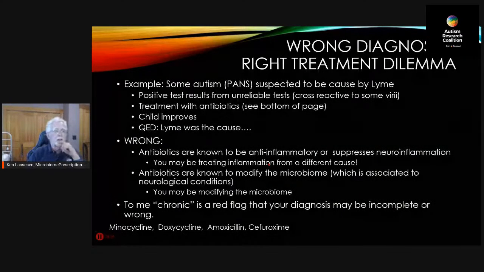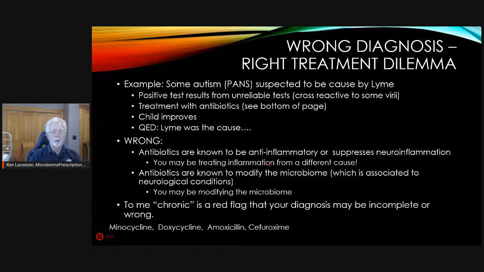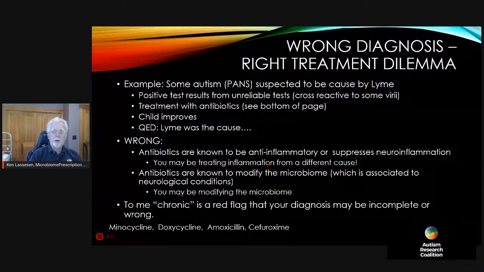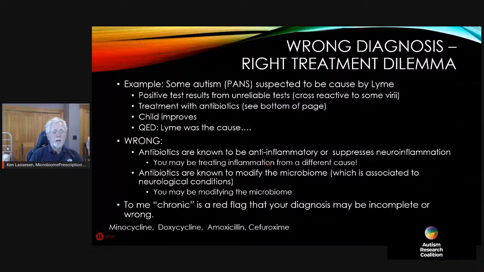Okay, one thing is something I've seen often called the wrong diagnosis, but right treatment dilemma. Example is some autism parents suspect it's caused by Lyme. They go in and get tested for Lyme. Unfortunately, almost all tests for Lyme are unreliable, mainly because they're cross-reactive to other viruses. For example, Epstein-Barr is a common virus they would be cross-reactive to. And the result of them getting a positive Lyme test is they're treated with antibiotics: minocycline, doxycycline, amoxicillin, etc. And the child improves. The conclusion is that Lyme was a cause.